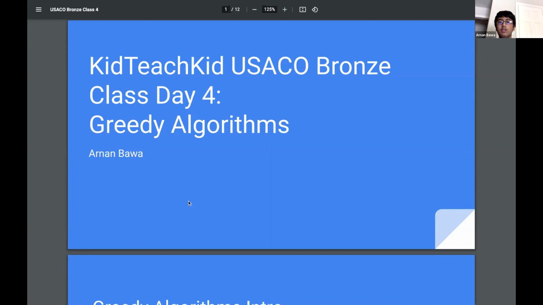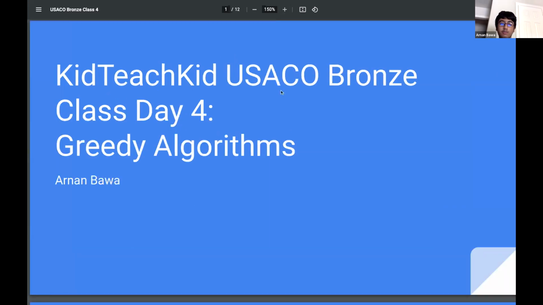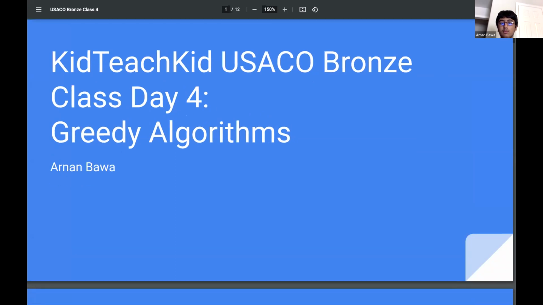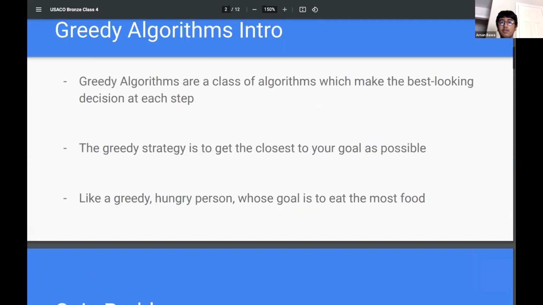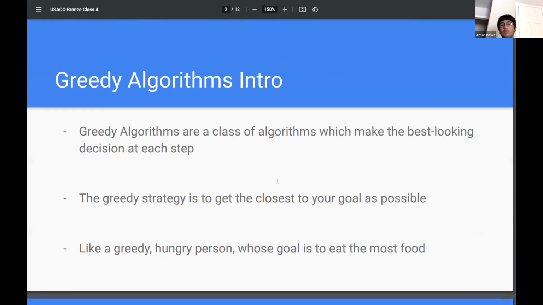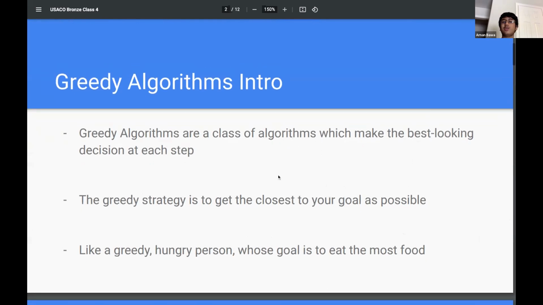Okay. So this last class is about greedy algorithms. A greedy algorithm doesn't refer to just one algorithm. It refers to a class of algorithms which make the best looking decision at each step. For example, if you're a hungry person and you're greedy, you would try to take the most food at once because your goal is to eat the most food, right? Because you're hungry and greedy. So at each step, you would take the most food to satisfy your goal. That's what a greedy algorithm is.